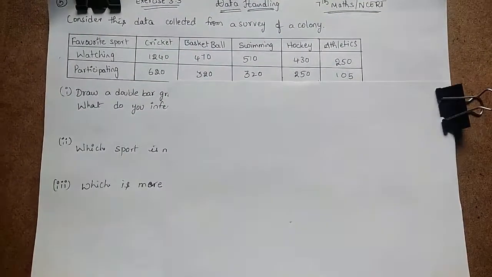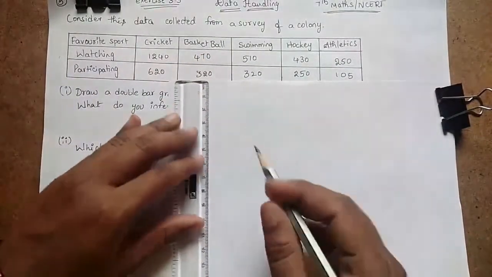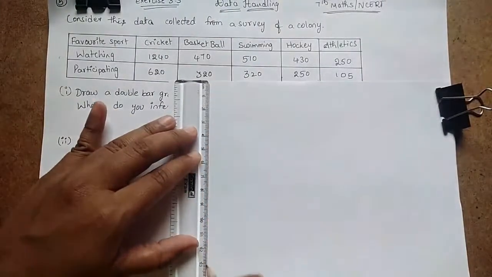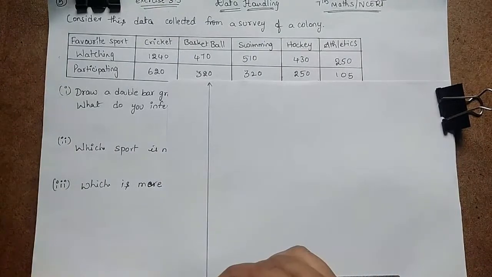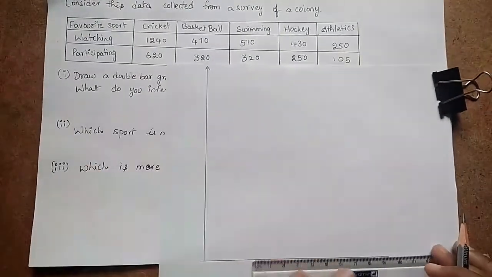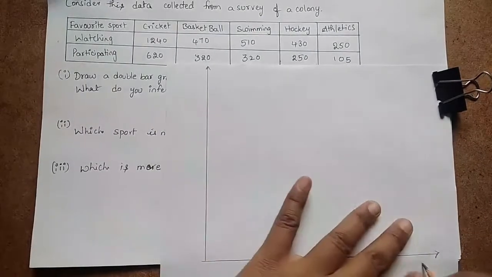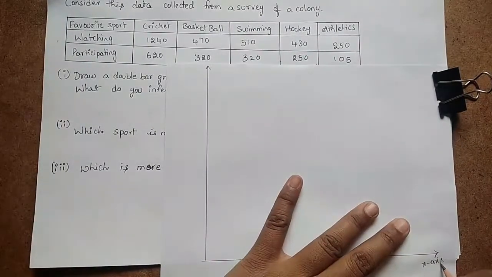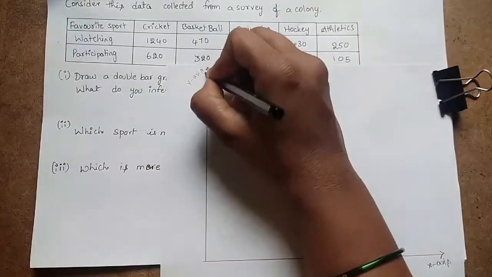Okay, let's start. Now I am taking the help of a ruler and pencil. Take the y-axis like this and the x-axis also like this. Make sure it is the correct length and a straight line. This I am naming as the x-axis and this is the y-axis.